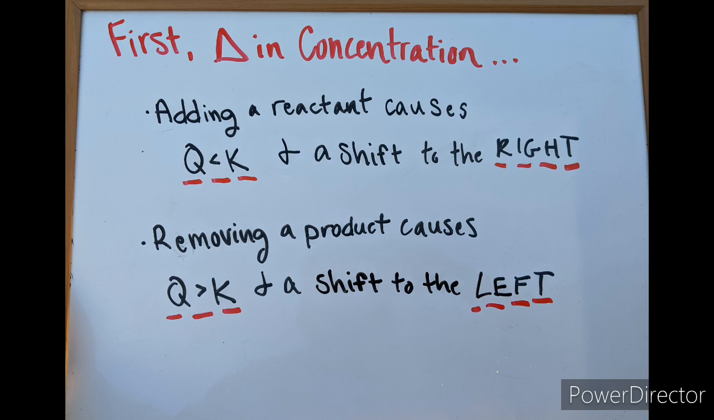The first disruption that we will be discussing is the change in concentration. Adding a reactant causes Q to be less than K and shifts the reaction to the right in order to establish equilibrium. Removing a product causes Q to be less than K and shifts the reaction to the right in order to establish equilibrium.